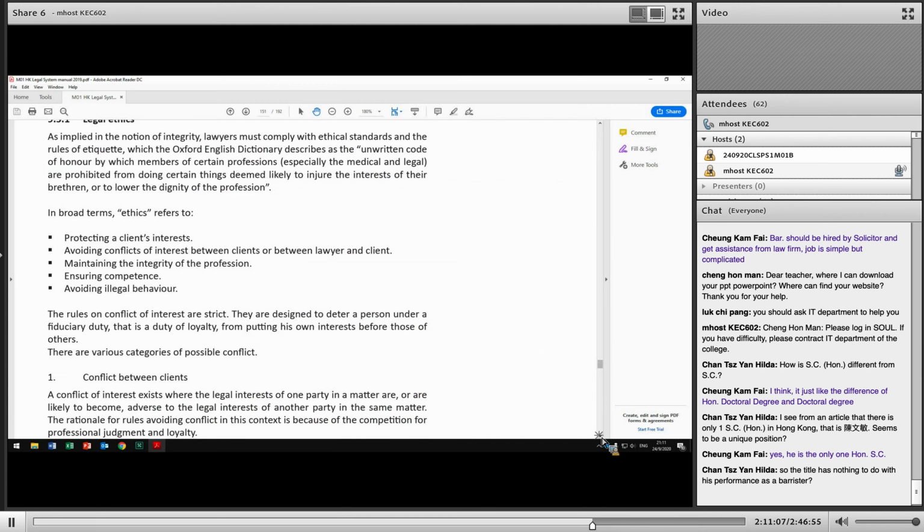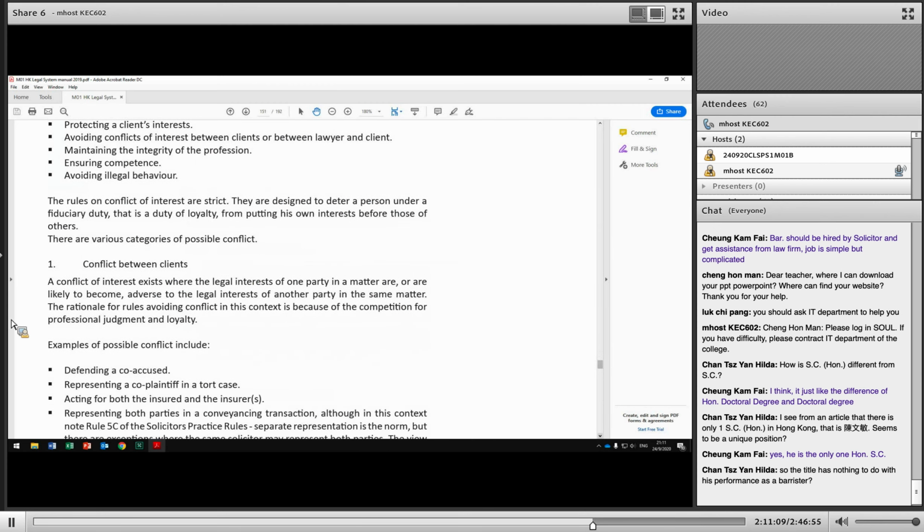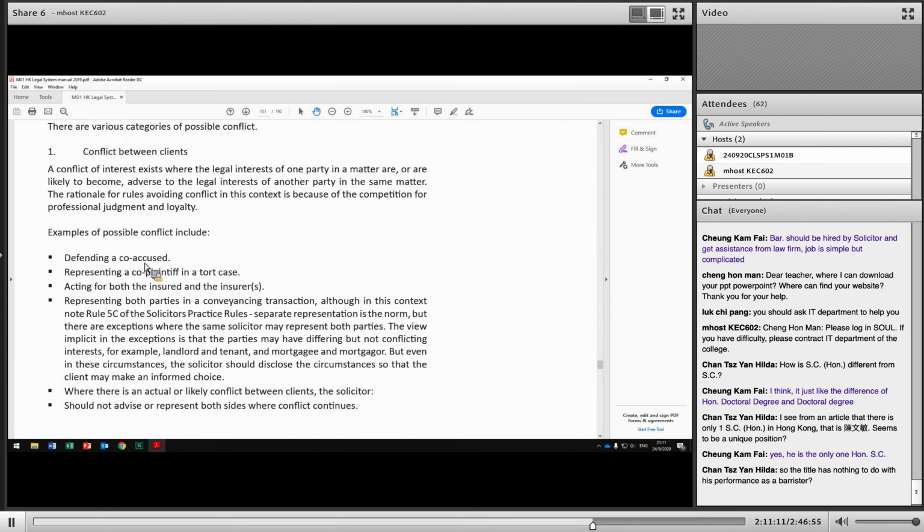Page 151, so you can find some of the examples. For example, defending a co-accused. In many cases, we have more than one defendant: defendant 1, defendant 2, defendant 3. Usually we call them D1, D2, and D3. So why will there be conflict of interest between two defendants?